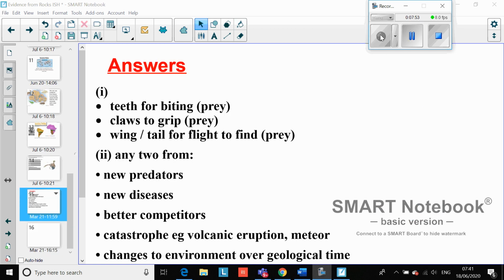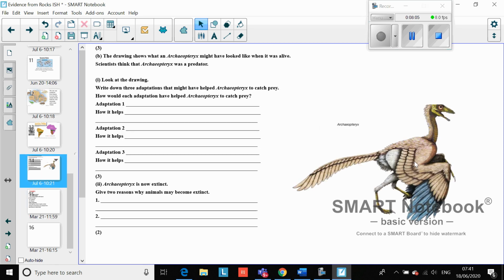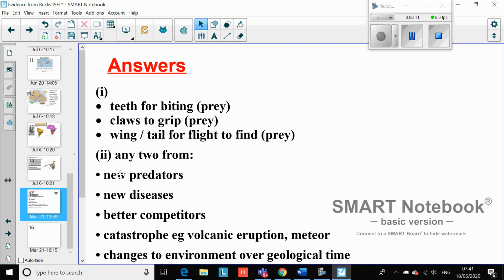Okay, welcome back. So here are some of the answers. So things you should have noticed: there are teeth for biting prey, claws for gripping, and a wing and tail for flight to find prey. Such as there, you get the sharp teeth. You've also got a beak as well, which kind of reminds you of a bird.